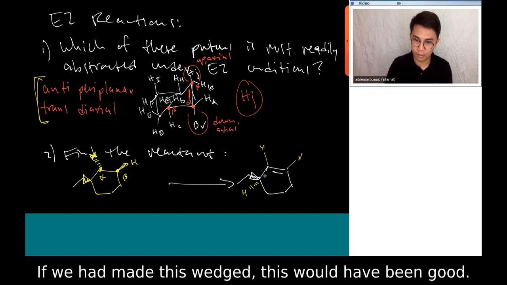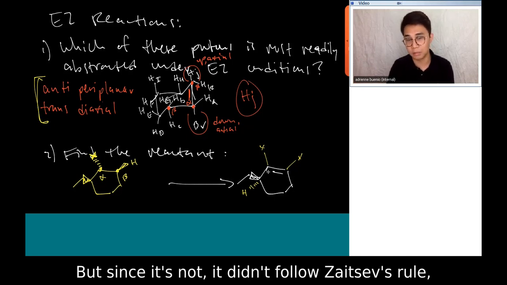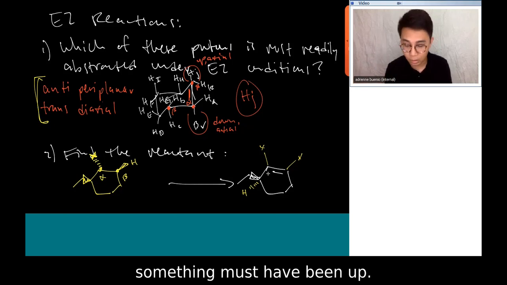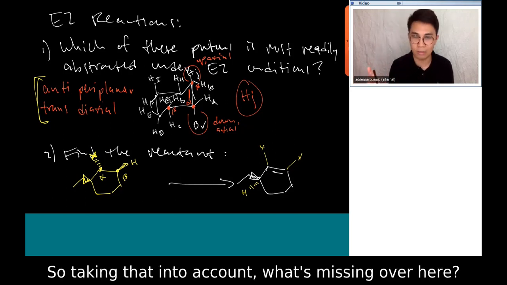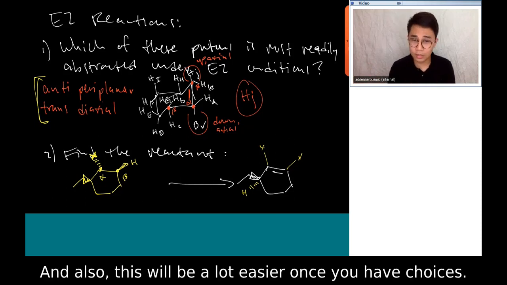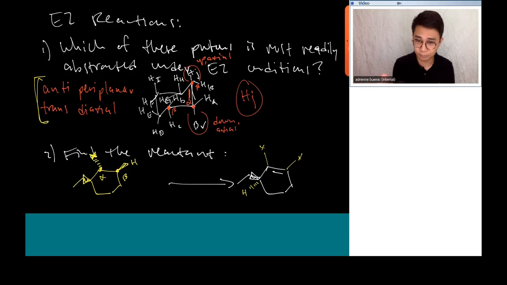If we had made this a wedge, this would have been good. But since it's not, it didn't follow Zaitsev's rule, so something must have been up. So, taking that into account, what's missing over here? You know what I mean? And this will be a lot easier once you have choices, because you'll actually see.